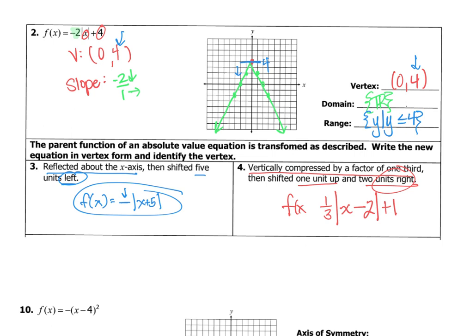I'm going to throw an f(x) equals in front of that. So we have our 1/3 compression. This minus 2 means we moved right 2, and the outside plus 1 means we moved up 1.